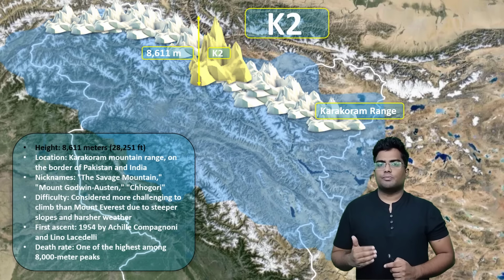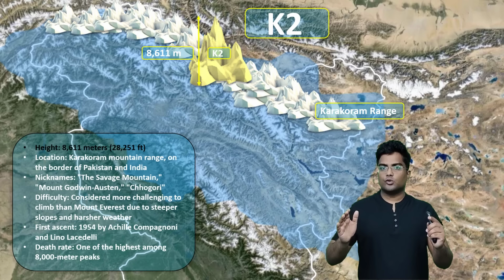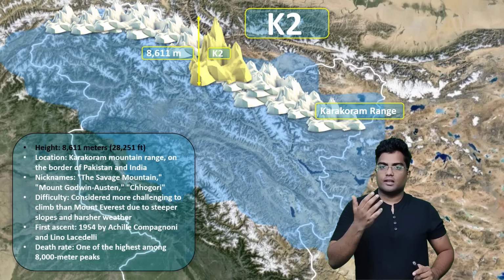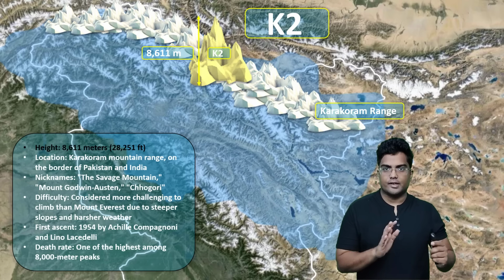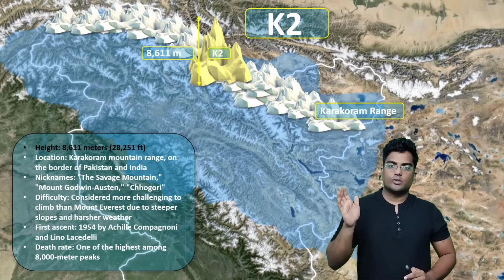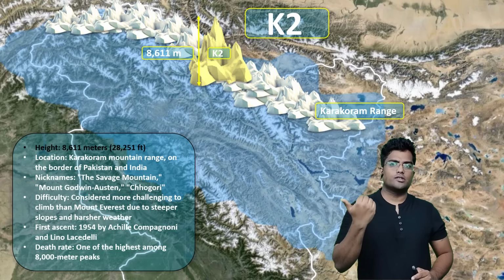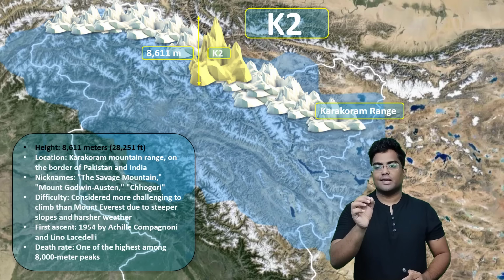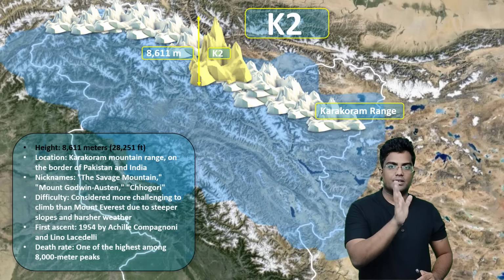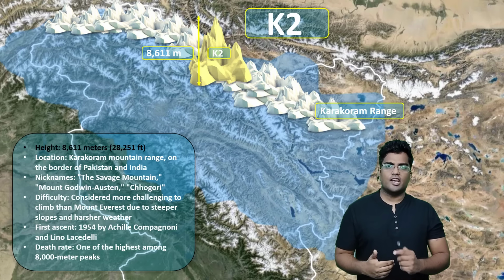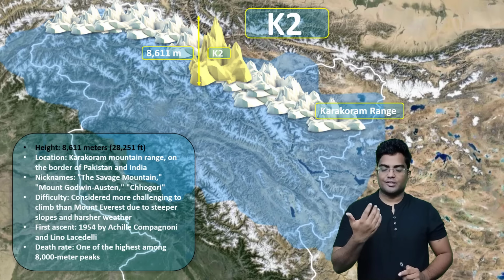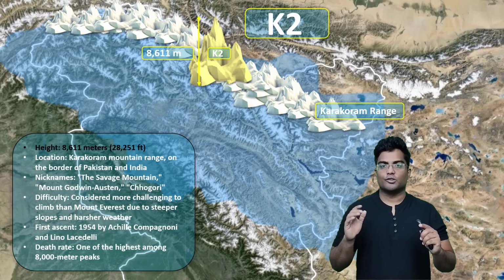So what's so special about K2? Now, K2 we have to discuss in detail. This is because K2 is mentioned in NCERT. K2 is also the second highest mountain. The height of K2 is 8,611 meters, almost 8.6 kilometers. It's very difficult to climb. K2 is like the toughest mountain to climb. The fatality rates are significantly high.